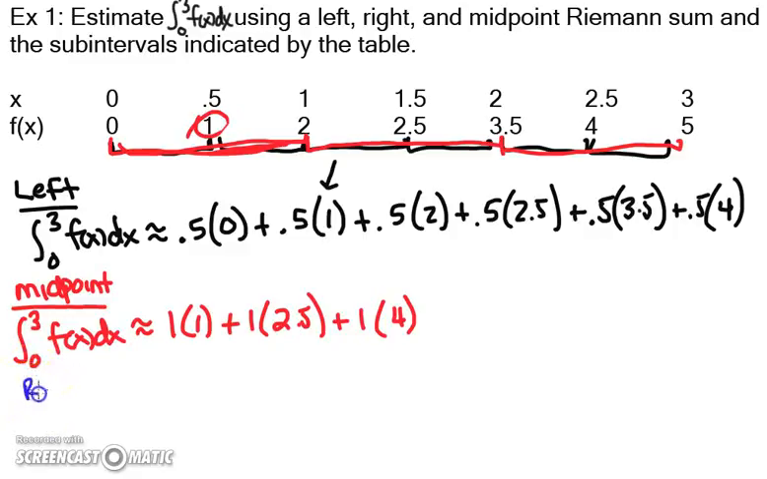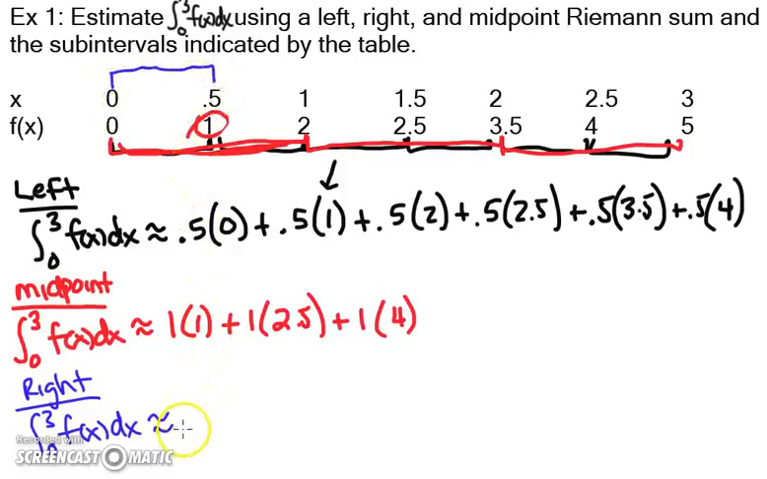And then finish this off with a right Riemann sum. So again, we're going to estimate from 0 to 3 the integral of f of x dx. And we're going to start here. So the change in x, the base, is 0.5. But this time the height's going to come from the right-hand side. So the right-hand side of 0 and 0.5 is 0.5, so its y value, the height, is going to be 1.